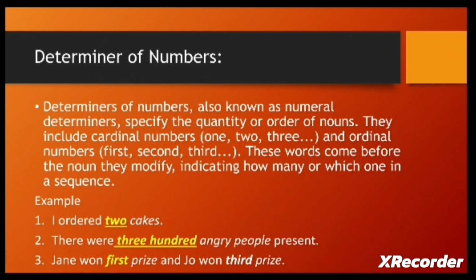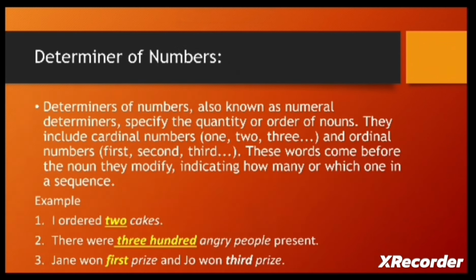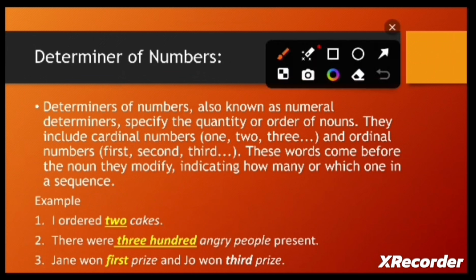For example, I ordered 2 cakes. Here is a perfect number of cakes ordered. There were 300 angry people present. So how many people were there? 300. A perfect number is given. Jane won first prize and Joe won third prize. So third and first both will be the determiners here. I hope this is clear.